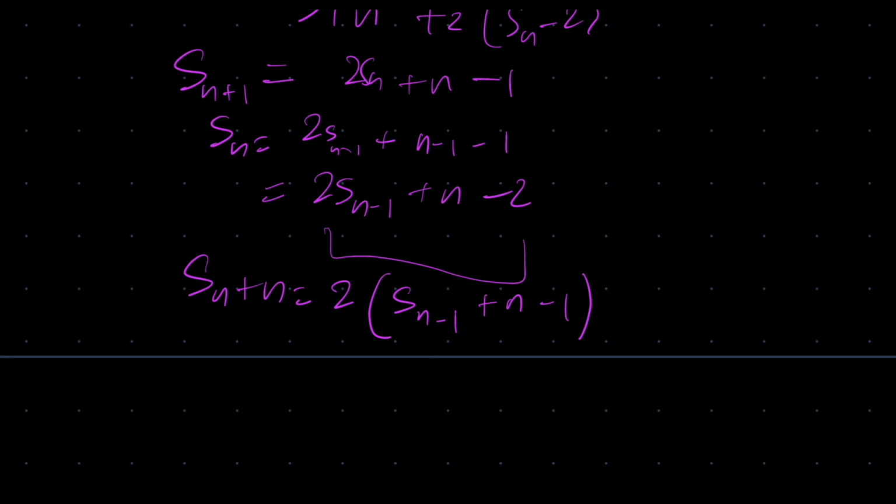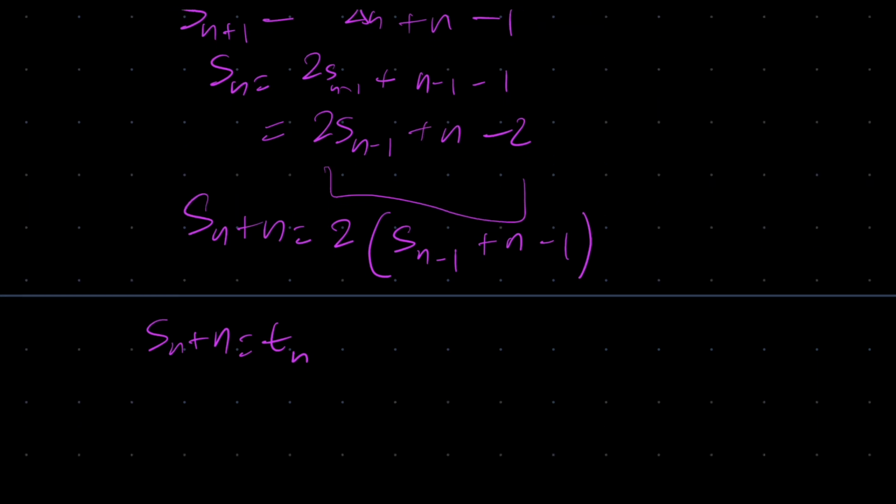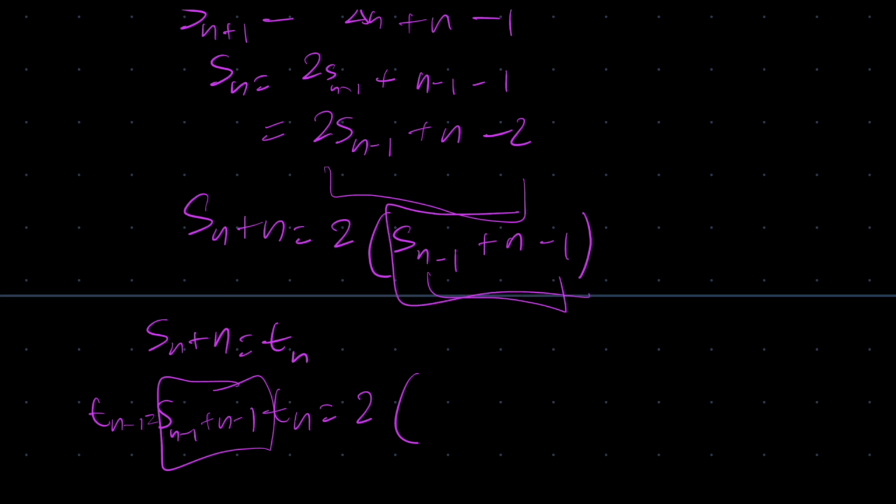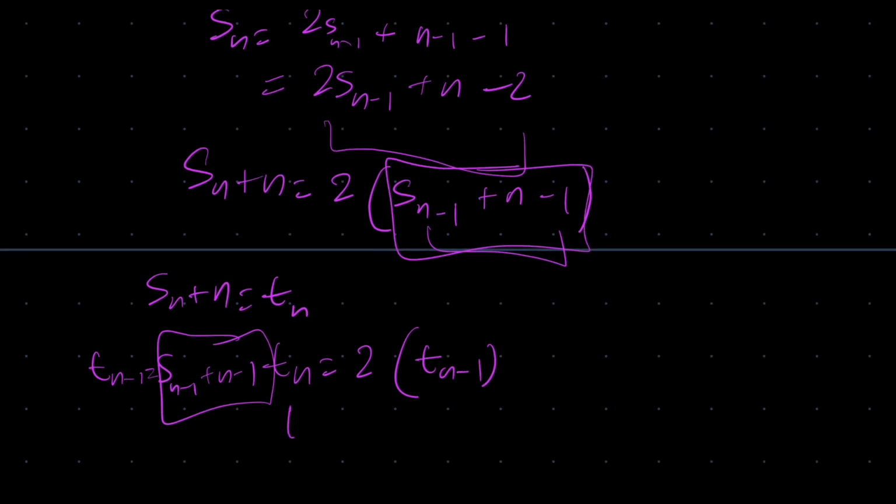So just for now, we're going to call this sequence S_n plus n is T_n, because t comes after s, and I want to keep things a little neater here. So T_n is 2 times, what is this here? I want to get that in terms of t now. Well, T_{n-1} is S_{n-1} plus n minus 1. Wow, would you look at that here? T_n is 2 times T_{n-1}. Or we'll write that clearer here, because that is extremely important.